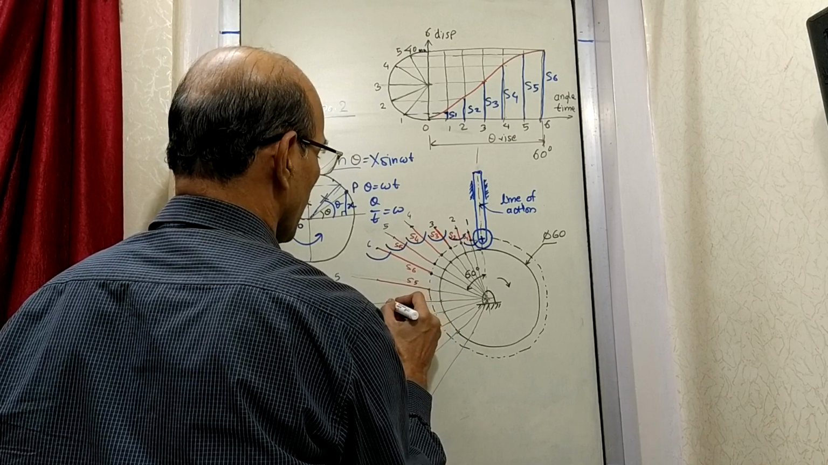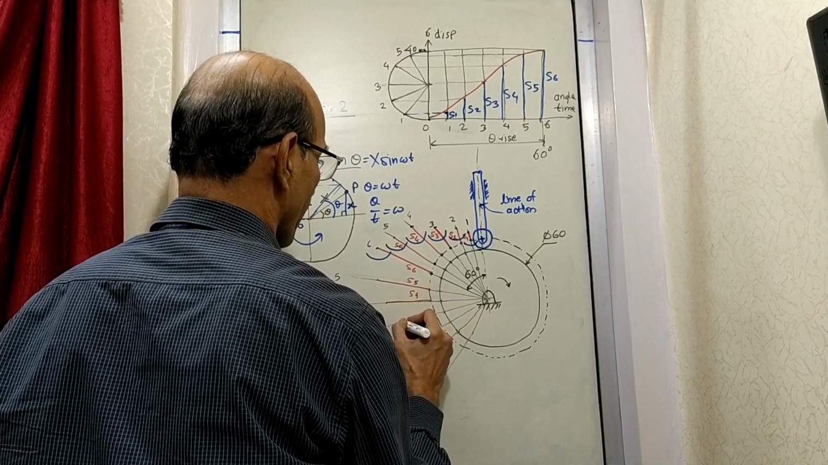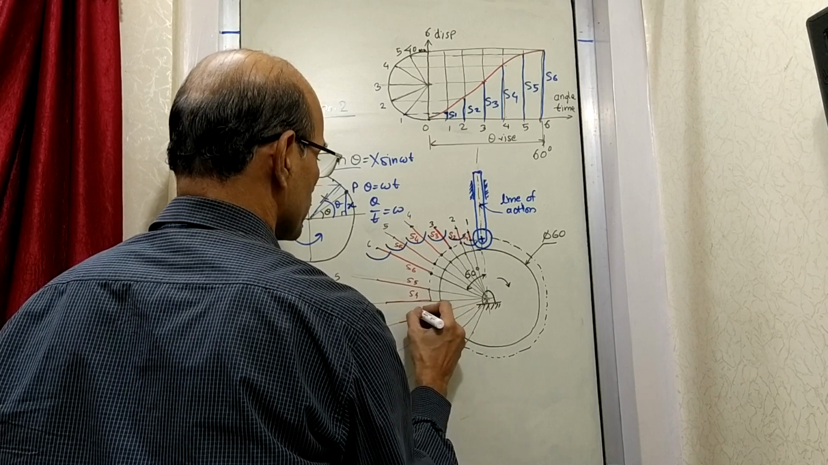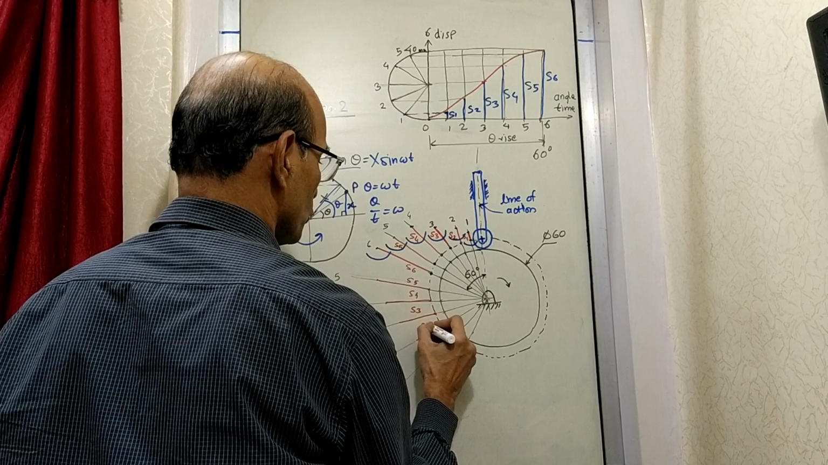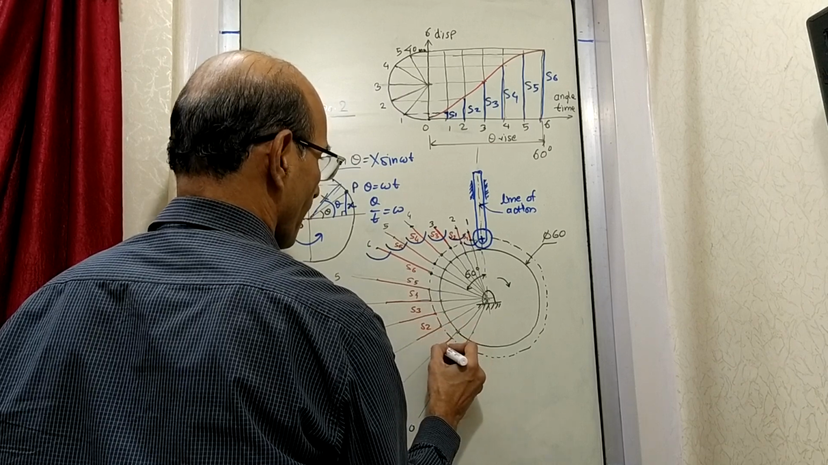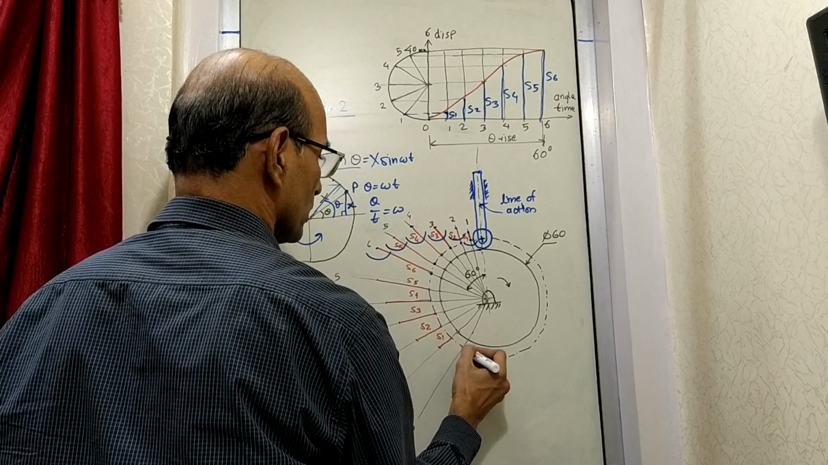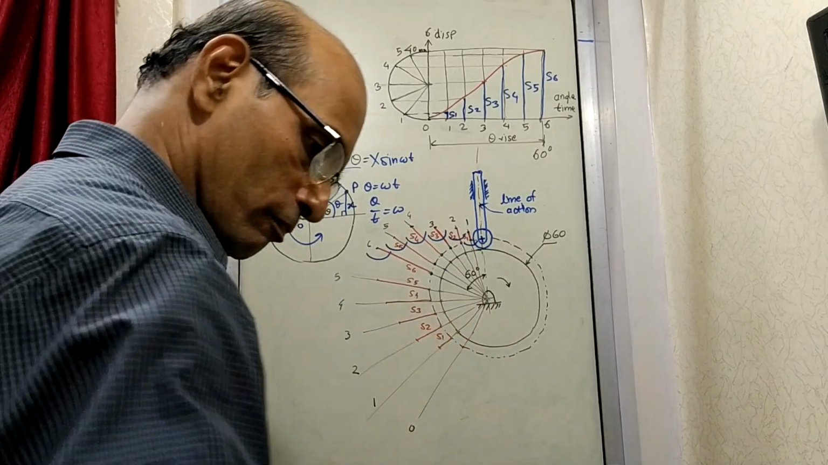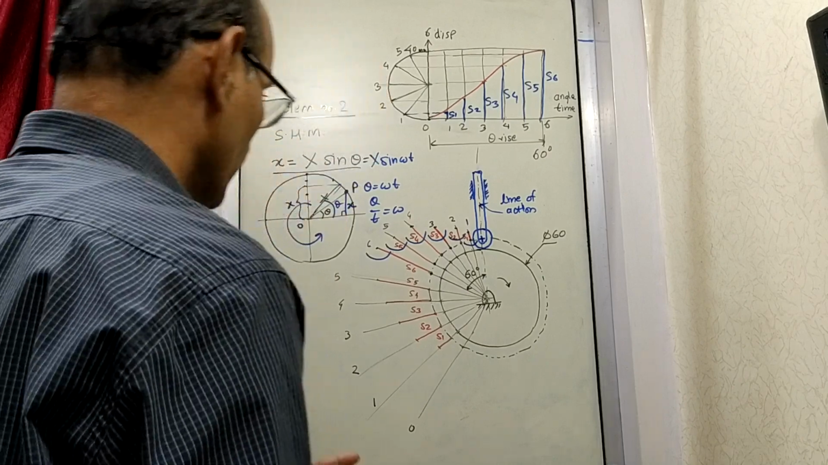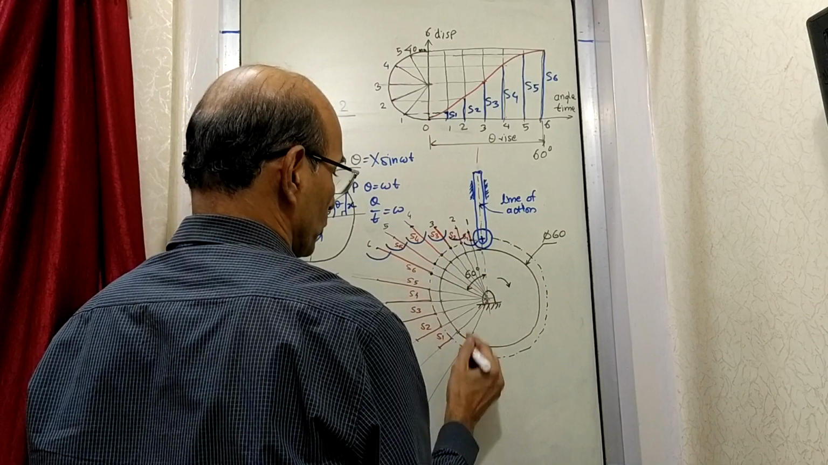S5, I'll just go on marking them. S4, S3, S2, S1, and this is the 0 position because the follower has come down. So when you draw the arcs, this is the final position again when it has come back to 0 position.